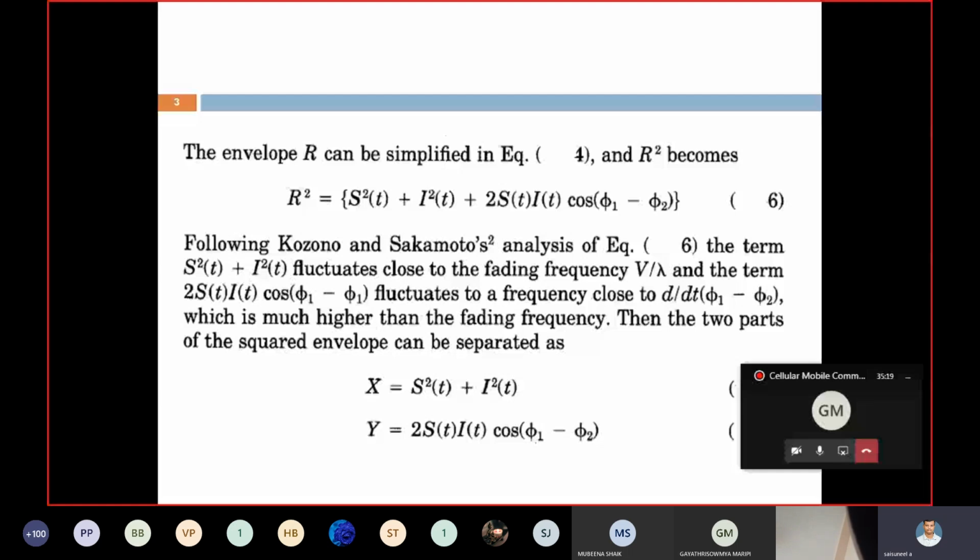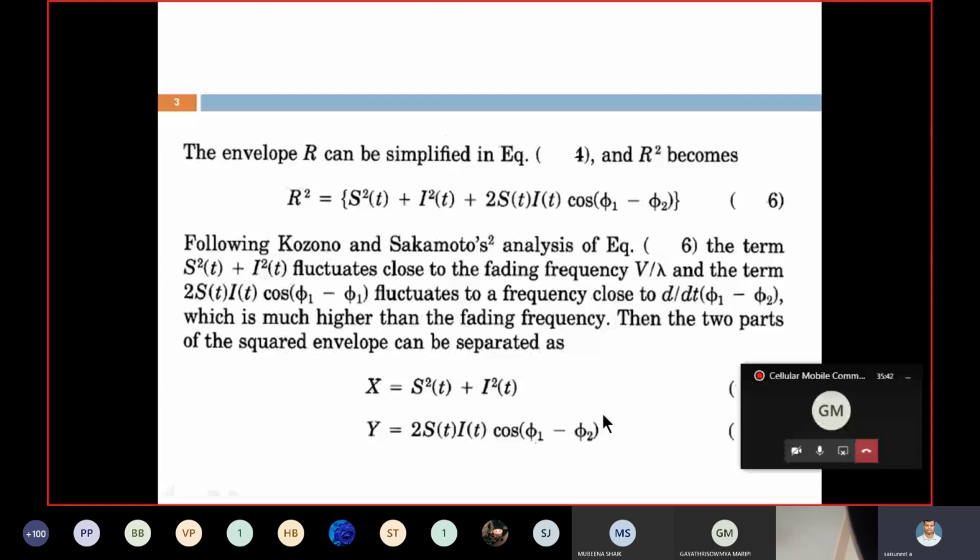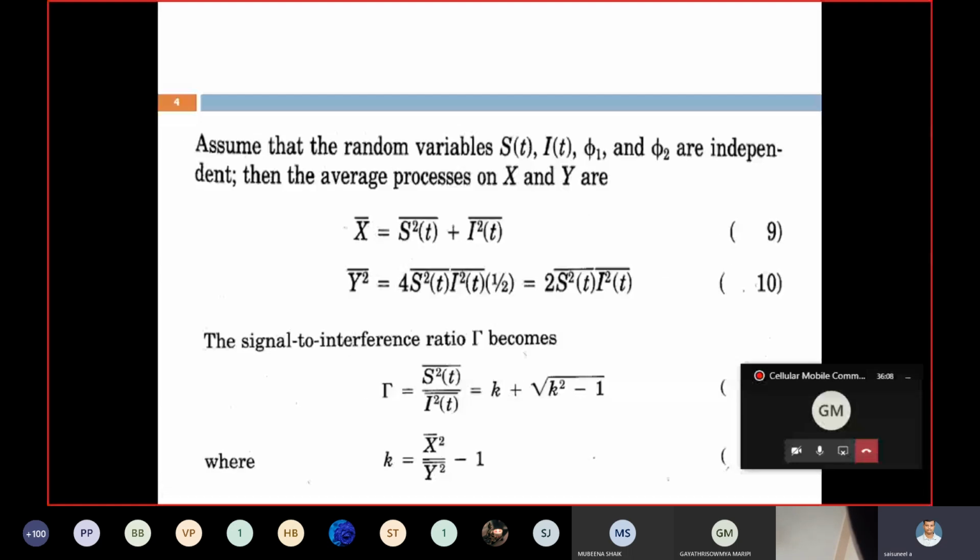Then similarly, the second one is y. In the previous equation, you see y equals s of t, I of t cos of phi 1 minus phi 2. Is there a square term in this equation? No. So to calculate noise for this signal, we go for squaring and averaging. The y square bar, the bar being averaging, is equal to 4 s square of t bar I square of t bar cos square of phi 1 minus phi 2, and we just assume 1 by 2. Then it is equal to 2 s square of t bar I square of t bar. This is the simplification of x and y.